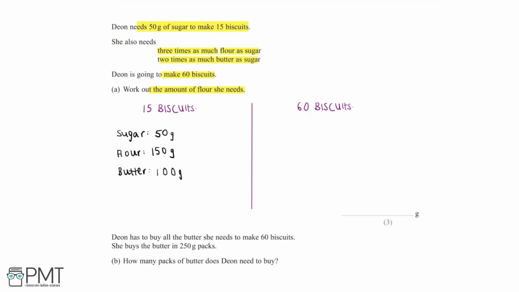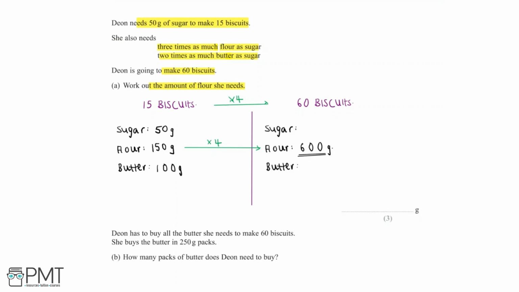But we're told that Dion is going to make 60 biscuits, and we need to work out the amount of flour she needs for 60 biscuits. We need to figure out what we need to multiply to go from 15 to 60. And so to get from 15 to 60, we multiply by 4. Now we only need to know how much flour she needs, so we don't need to multiply every single quantity, we just need to multiply the quantity for flour. And so the amount of flour that Dion will need for 60 biscuits would be 150 multiplied by 4, which is equal to 600 grams. And so we've now found that the amount of flour that Dion needs to make 60 biscuits is equal to 600 grams.